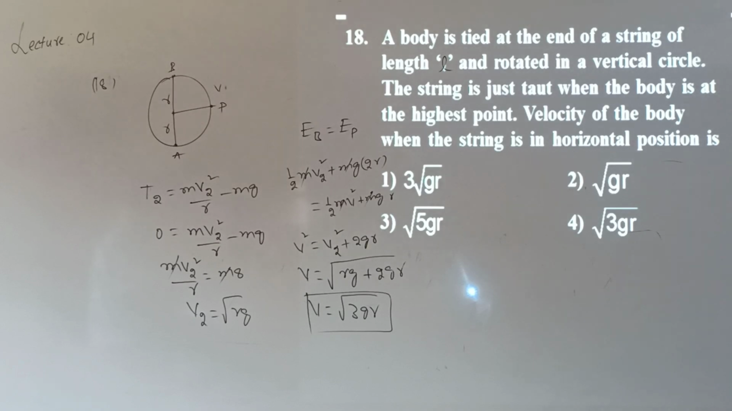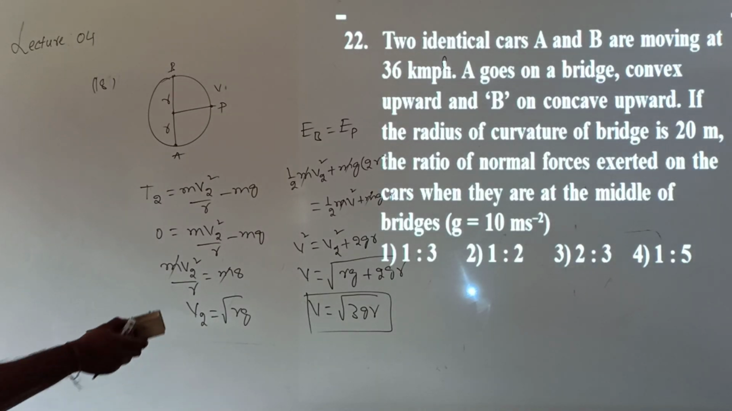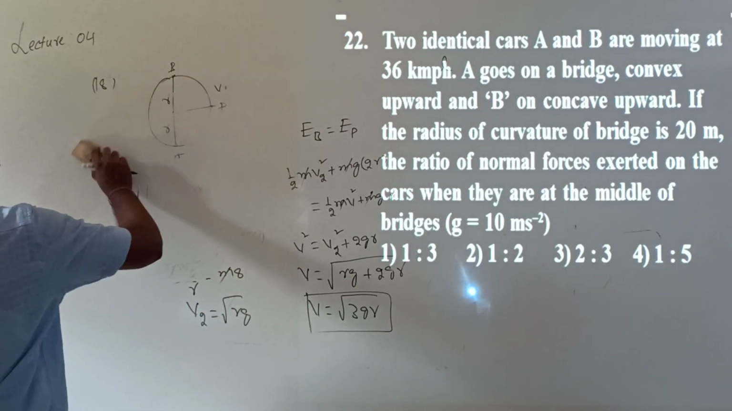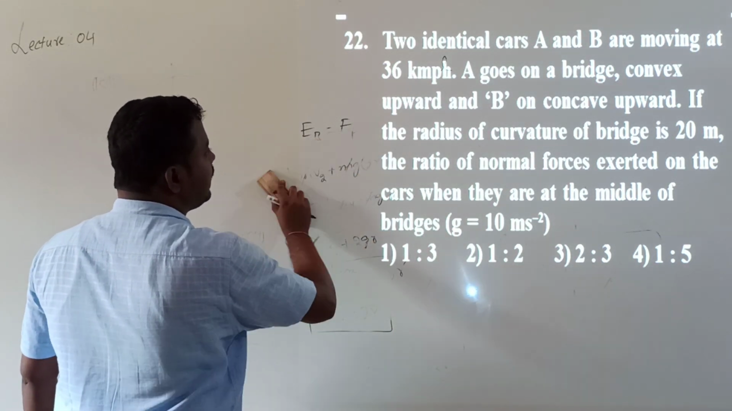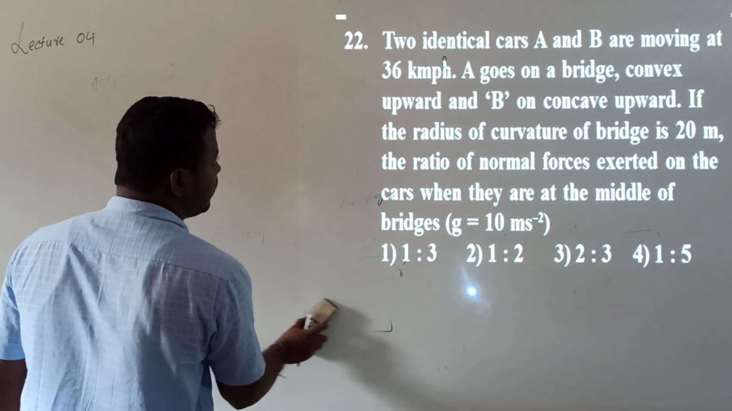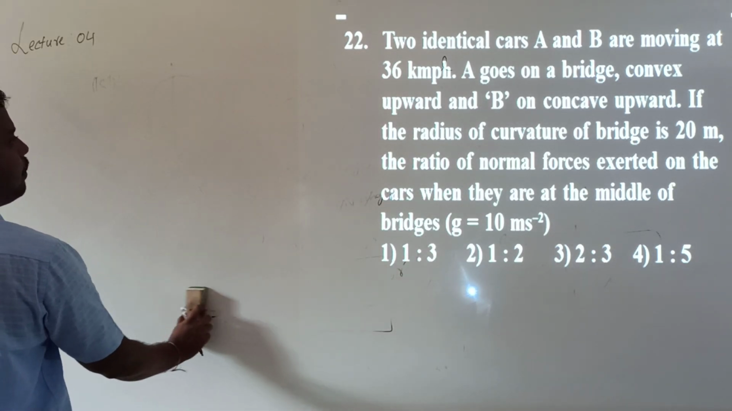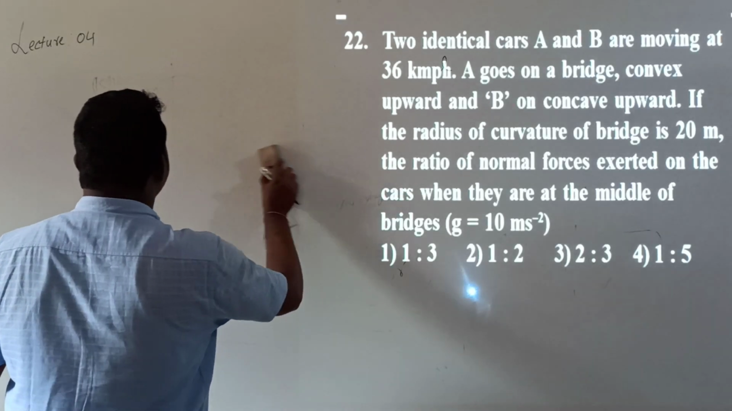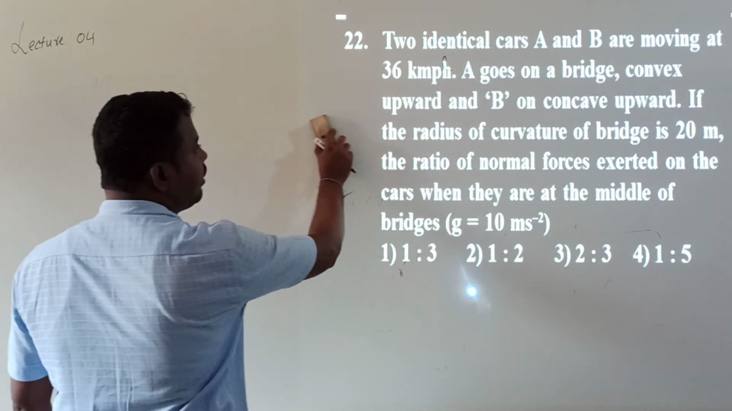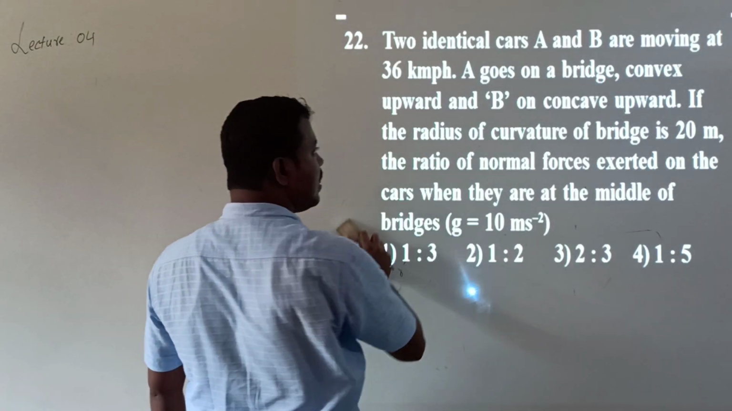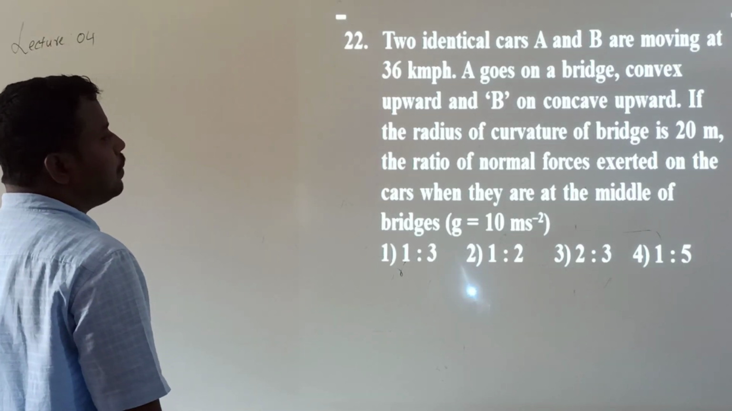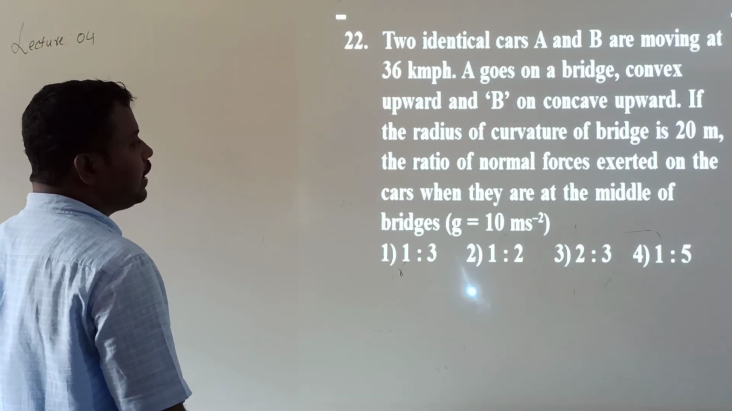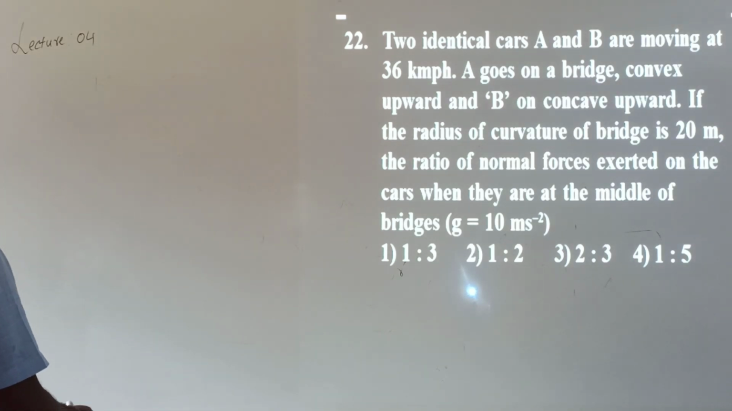Next one, question number 22. Two identical cars A and B are moving at 36 kilometers per hour. A goes on a bridge convex upward, B on a bridge concave upward. The radius of curvature of the bridges is 20 meters. Find the ratio of the normal forces exerted on each car when they are at the middle of the bridges.